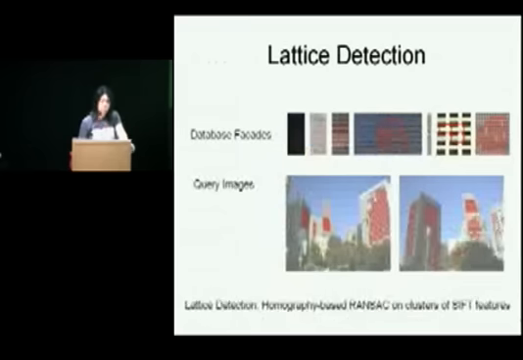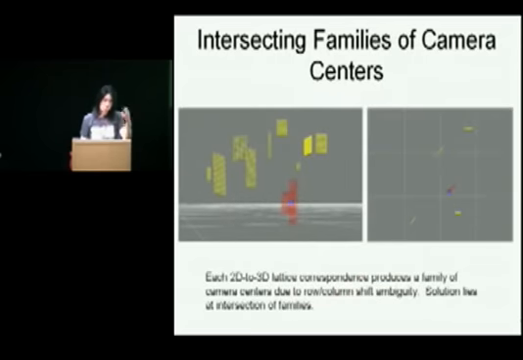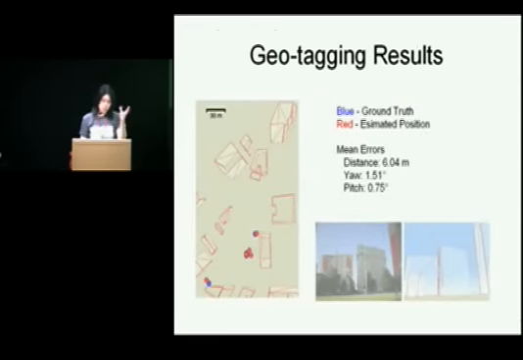So using our method of finding the lattice first, then finding the motifs of the lattice, and using the skewed symmetry group idea of rectifying into its original canonical form, then the matching from 2D to 2D images of different views and from 2D images to 3D models becomes extremely feasible. This has been done in this paper, and then matched back to the 3D world, and they also have the ground truth, so they estimated the error through this matching, and it's actually quite amazing, in particular the accuracy on the orientation.